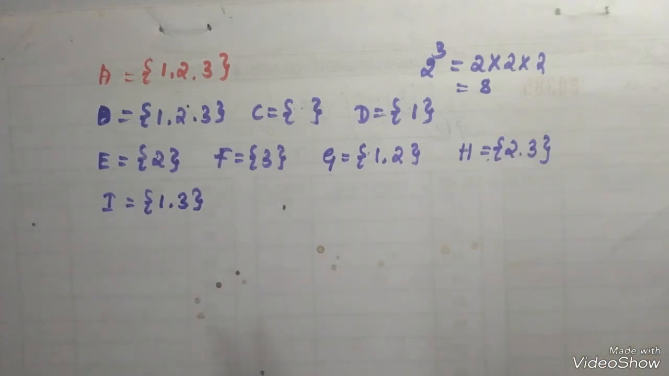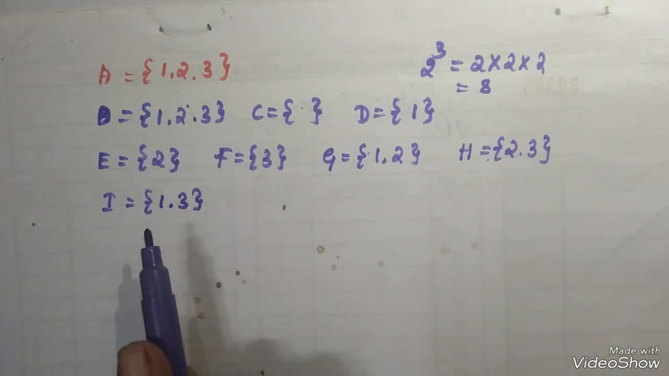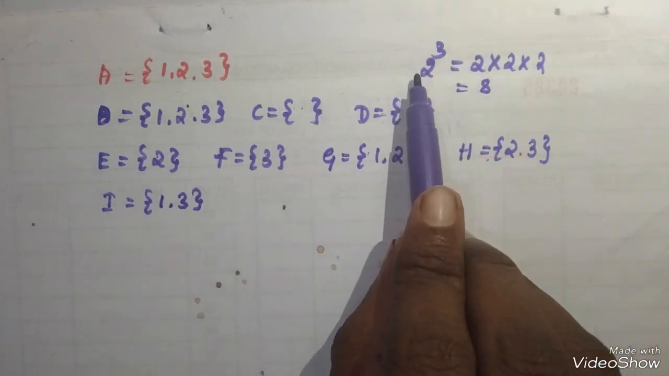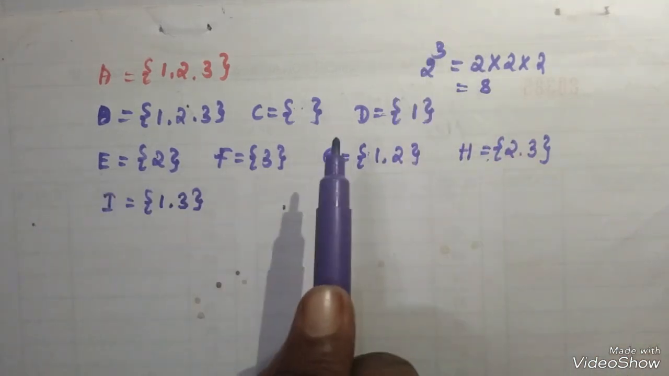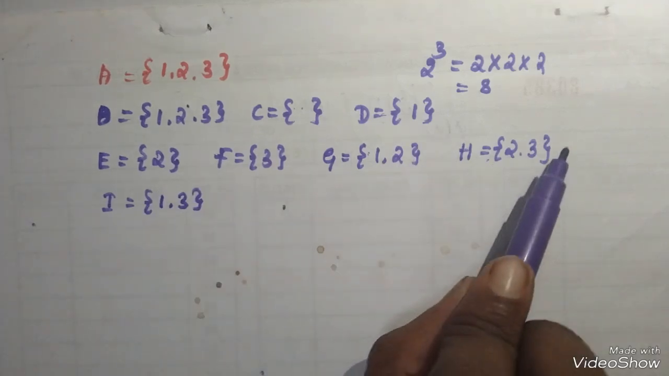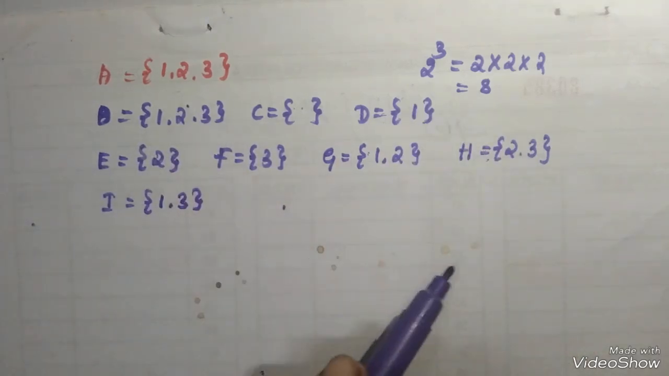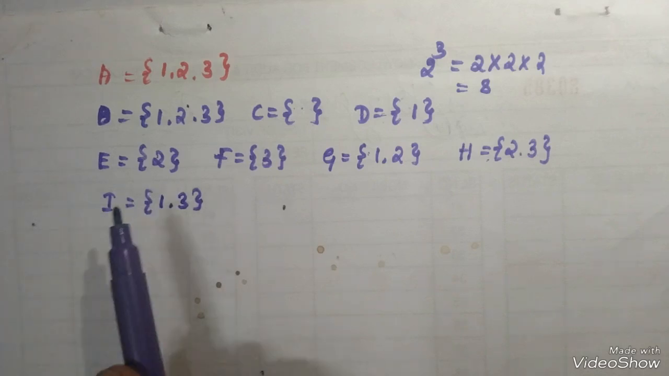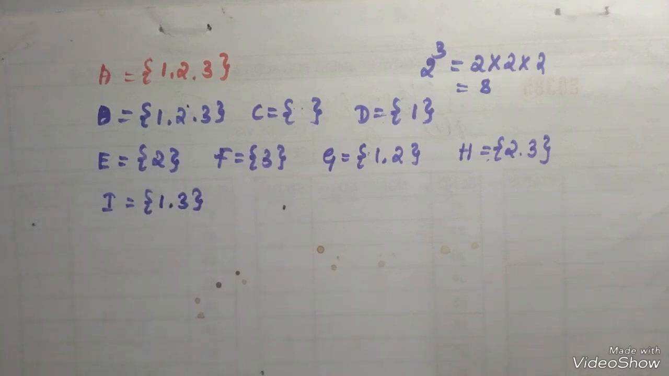Here we have to check the condition. Based on the condition, we have to write the subsets. The collection of all the subsets is called the power set. Collection of all subsets of a set A is called the power set of A.